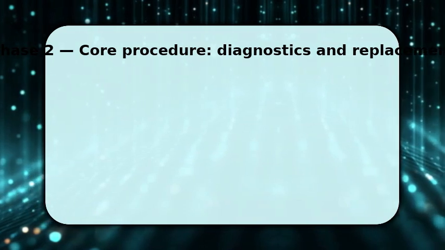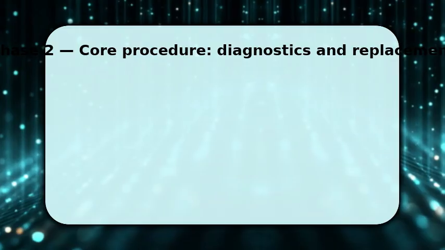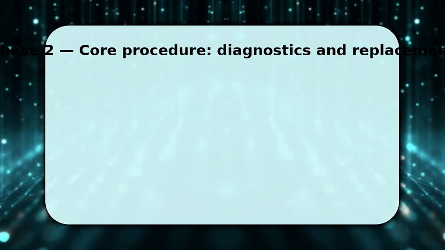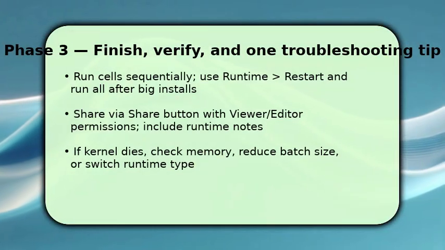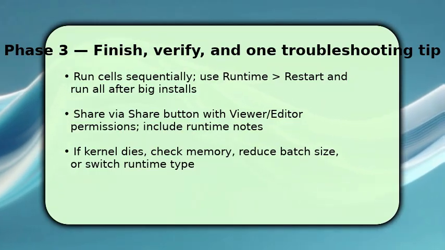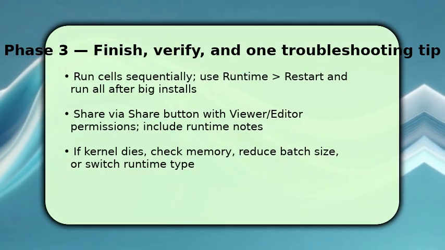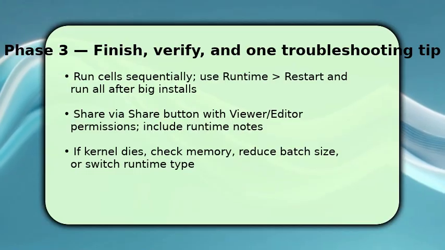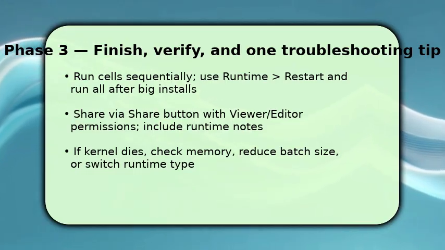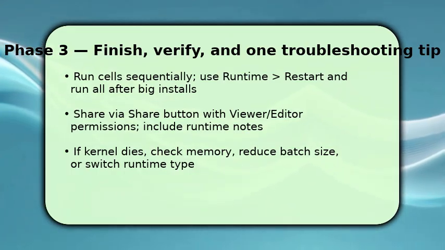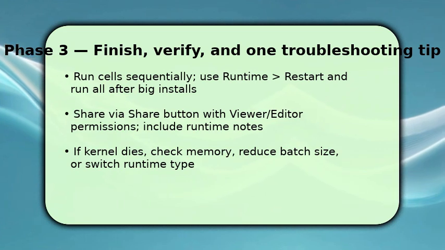These steps keep code finished by executing, sharing, and preparing for issues so your work is usable. Run cells in order, and when you install heavy dependencies, use runtime restart and run all to avoid state inconsistency. To collaborate, click Share, set viewer or editor permissions, and add a note about the runtime and required packages so others can replicate your steps. If the kernel dies or you see OOM errors, check RAM and disk usage. Reduce batch sizes, clear variables, or switch from GPU to CPU.